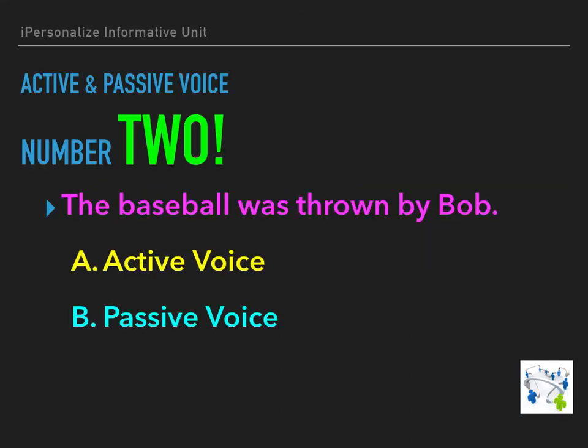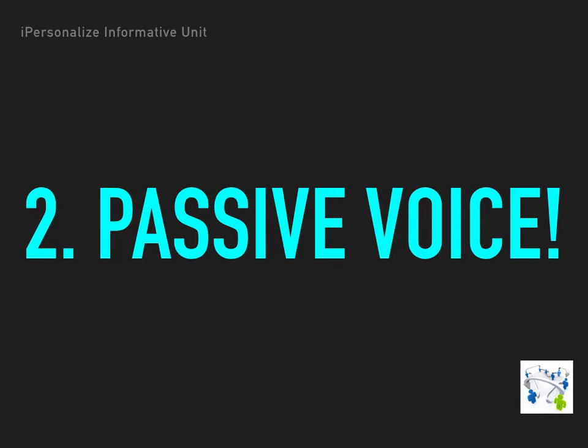Number 2, the baseball was thrown by Bob. Is it A, active voice, or B, passive voice? If you said passive voice, you would be correct again. Was thrown is a key verb there that tells you that it was passive voice.